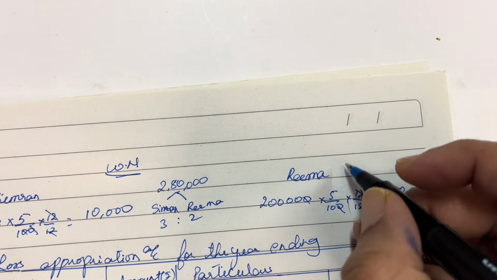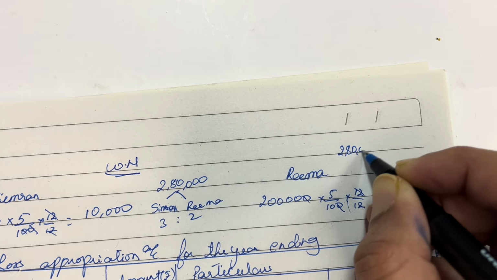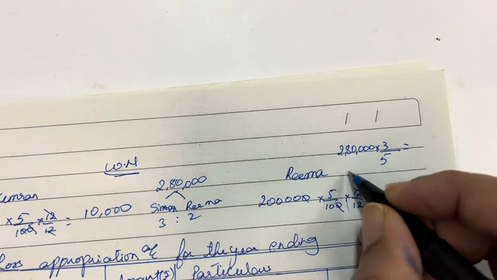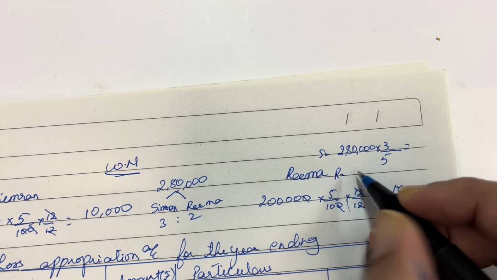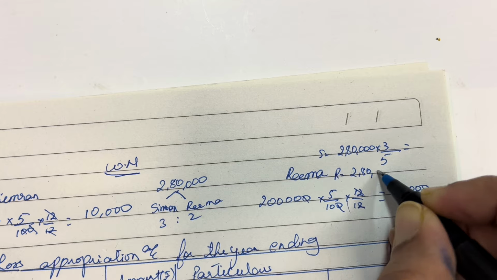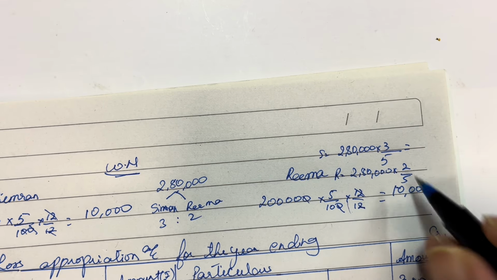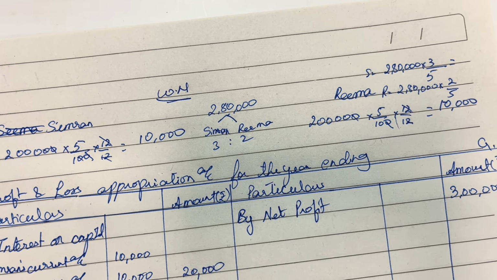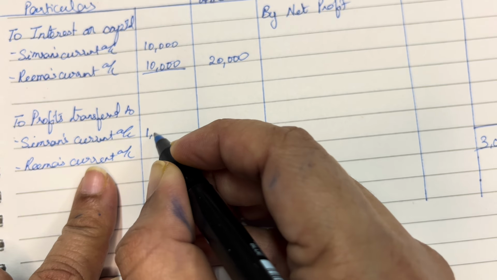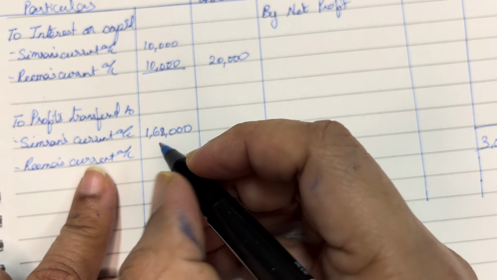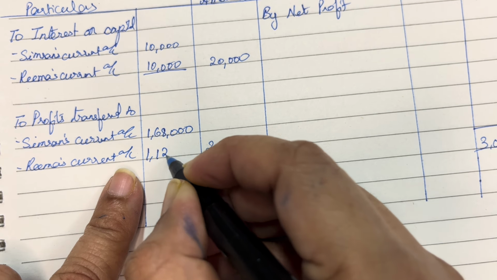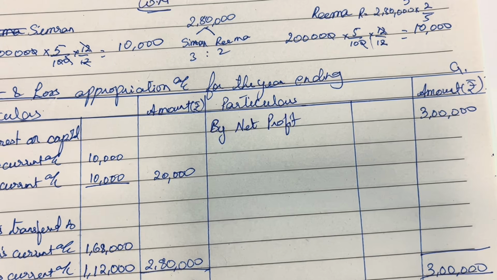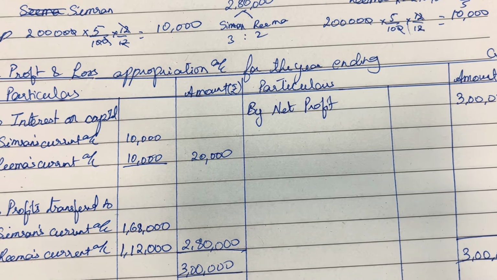So for Simran it is 2,80,000 into 3 out of 5 parts, 3 by 5. And for Reema it would be again 2,80,000 into 2 by 5. Okay, so now if we divide, Simran will be getting 1,68,000 and Reema will be getting 1,12,000. Okay, with this our profit and loss appropriation account gets completed.